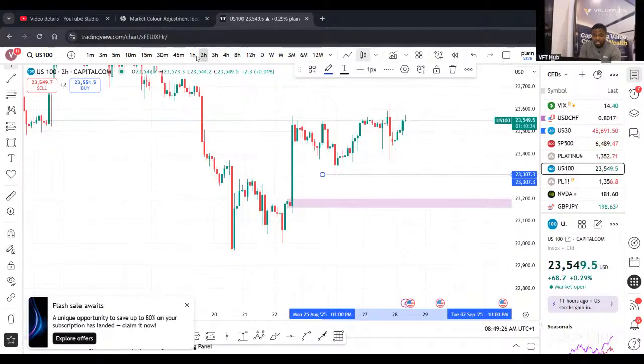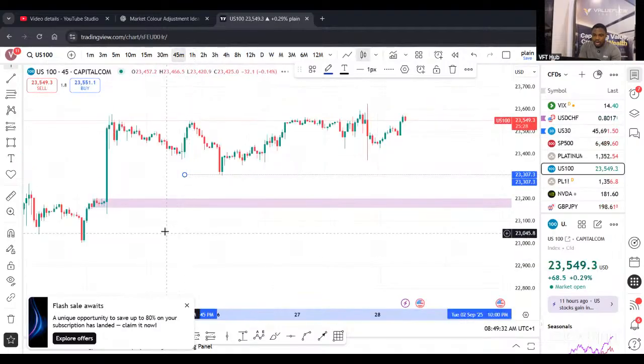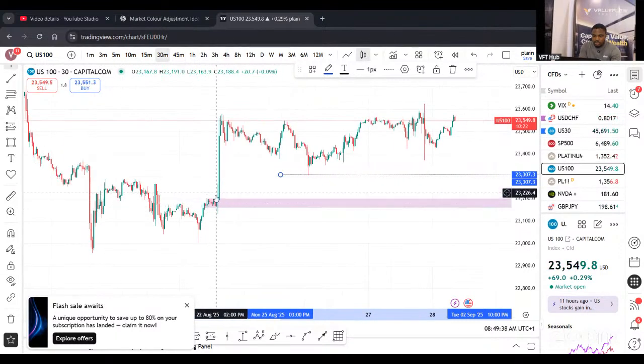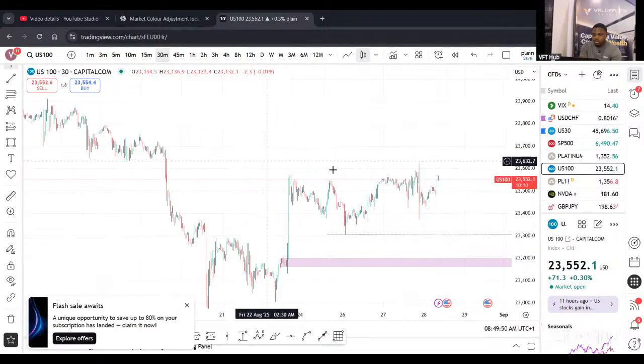Still looks unmitigated on the 2-hour time frame. On the 1-hour time frame, still unmitigated. So there's a lot of orders around this zone. Meaning, if for any reason price comes back to this zone, on 30 minutes it has been mitigated already, but if for any reason price comes here, we might see that push to the upside, right? We should typically see a push to the upside from this zone.